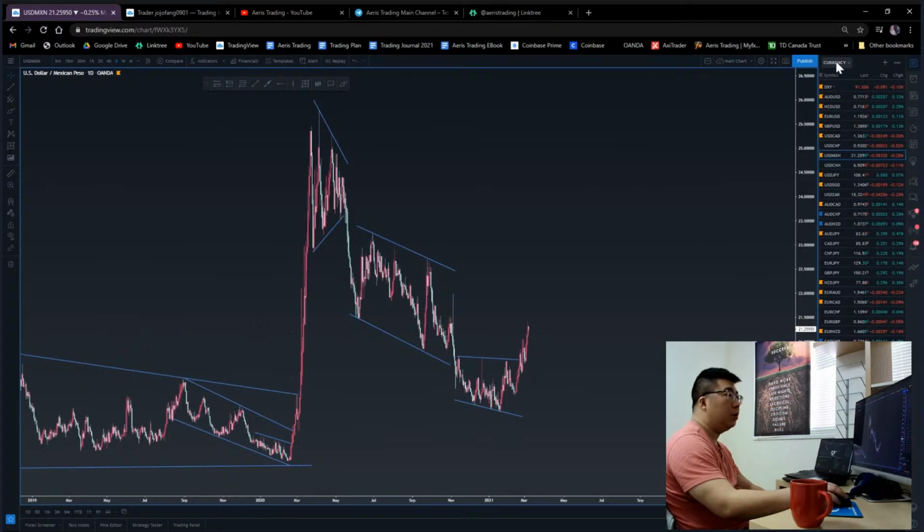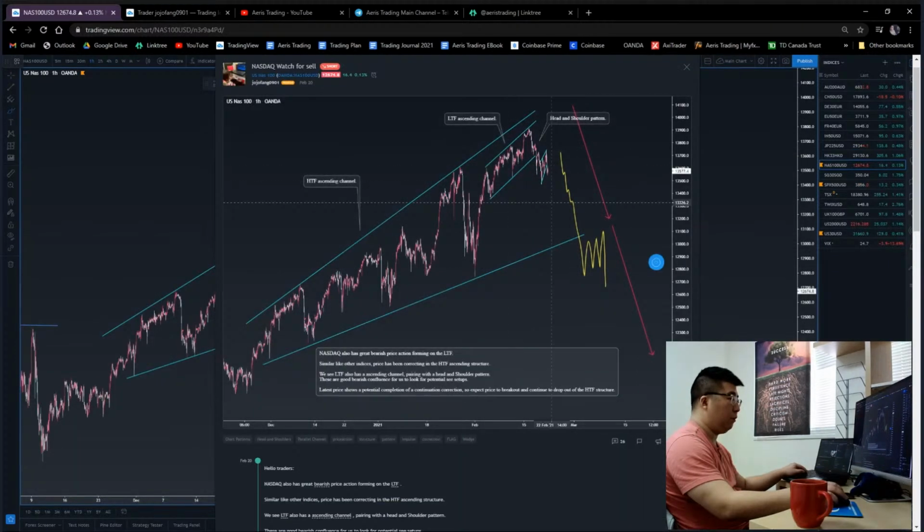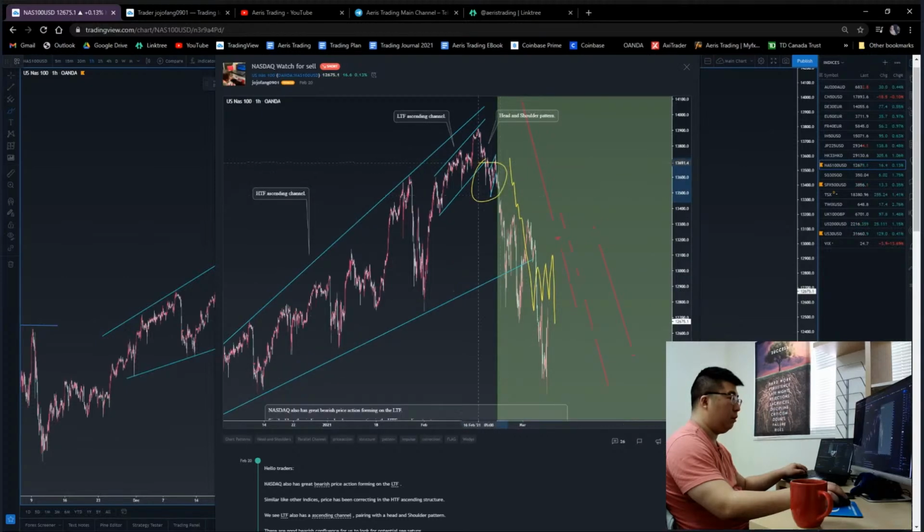So let's go to indices. Some of you guys got in on NASDAQ all the way from the top and were still holding it, so very good job from you. Talk about this sell setup: once I see this ascending channel completing with an impulse correction, we push down.